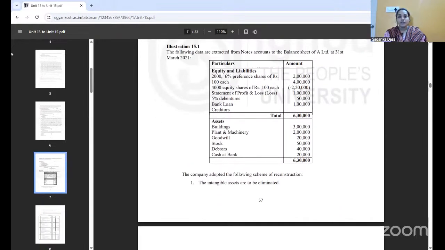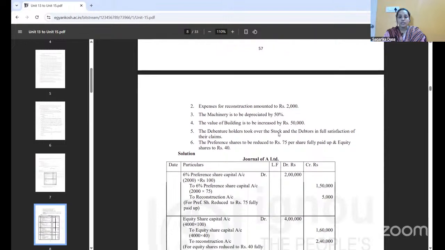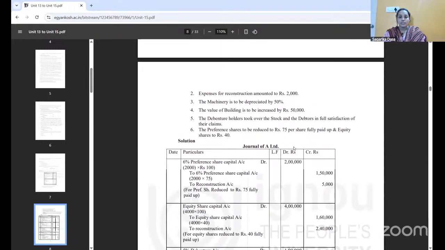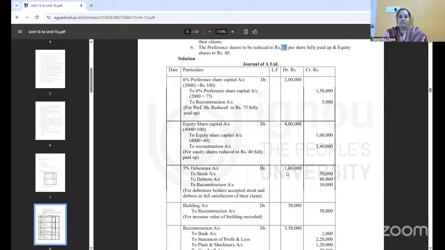Okay. Preference shares per share value వచ్చేసి 100. ఈక్విటీ షేర్స్ కూడా పర్ షేర్ వాల్యూ వచ్చేసి 100. కానీ ఇప్పుడు మనకు రిడక్షన్ లో ప్రిఫరెన్స్ వచ్చేసి 75 కి రెడ్యూస్ అయింది, ఈక్విటీ వచ్చేసి 40 కి రెడ్యూస్ అయింది. Now we will see the journal entry. Now first journal entry, preference shares చూద్దాం మనం.